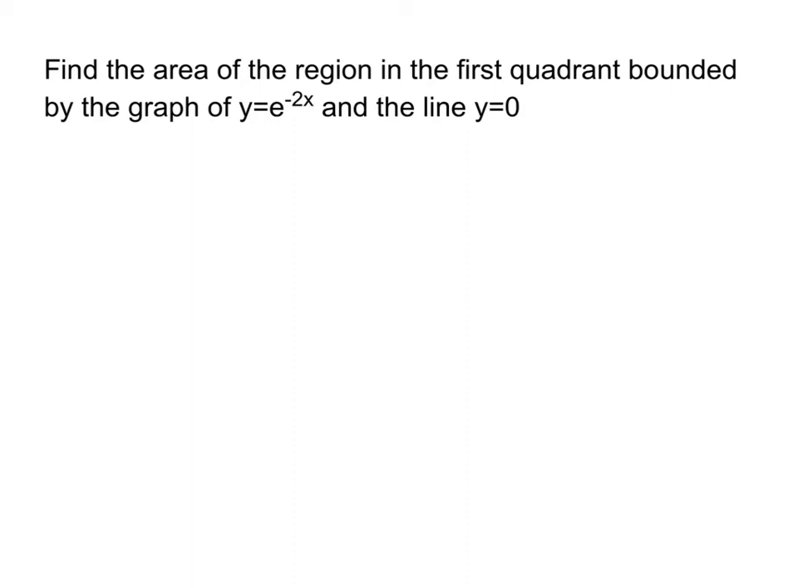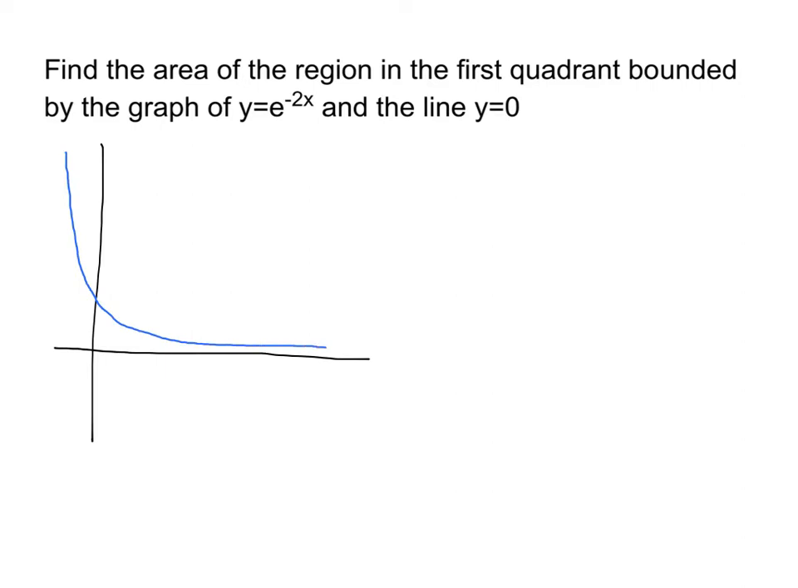Find the area of the region in the first quadrant bound by the graph of e to the -2x and y equals 0. E to the -2x looks like this. It's asymptotic with the x-axis, so it's never actually going to have an x-intercept, which means when we're doing our integral, our bounds are going to be from 0 to infinity. And we know this starts at 0 because it says the first quadrant. So we're going to integrate e to the -2x.